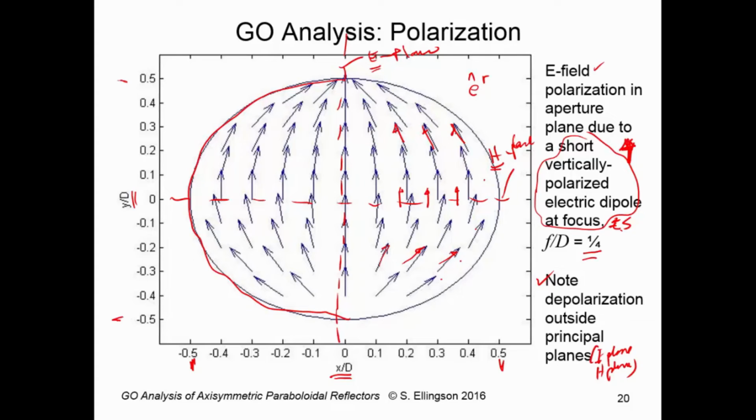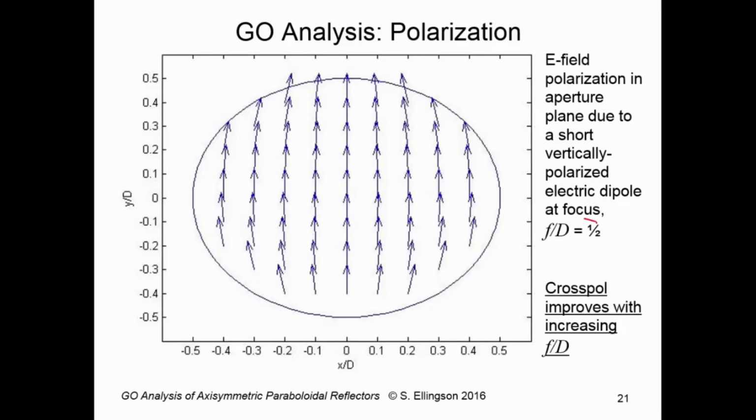Now we can repeat this experiment for another f over d ratio. This is 1/4. Now let's repeat the whole thing using an f over d of 1/2. For an f over d of 1/2, we see the polarization characteristics are much better. Notice we still see perfect polarization in the E and the H planes as we did before, but now away from the E and the H planes, we see polarization is much closer to what we see in the E and the H planes.